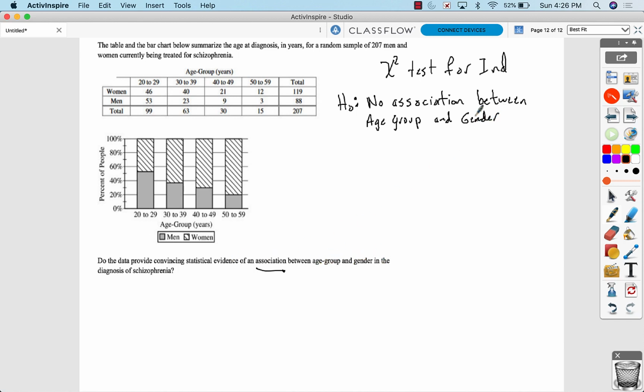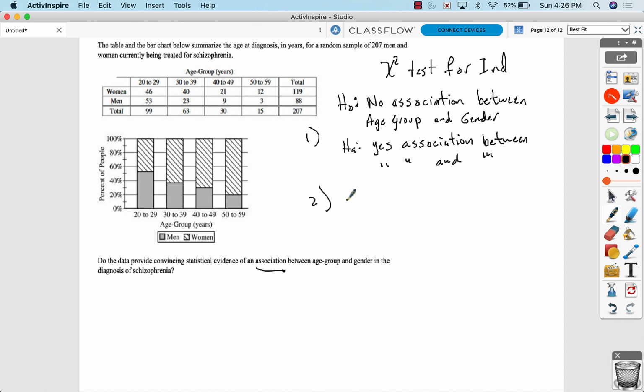In the diagnosis, you could write in the diagnosis if you want. Okay, yes, association between age group and gender. Okay, perfect. Step 1. There's your null. Step 2, conditions.